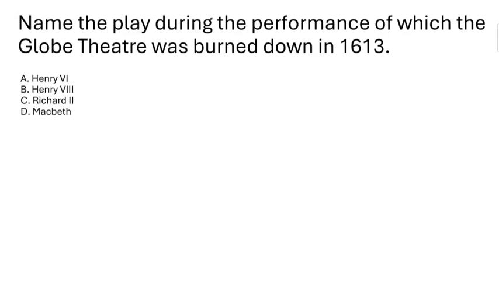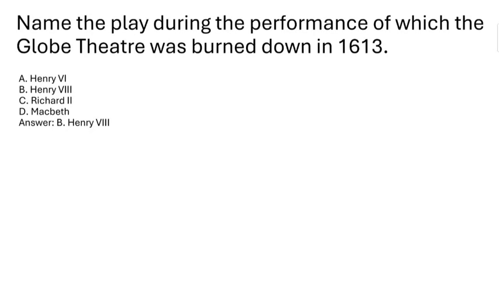Our next question is, name the play during the performance of which the Globe Theatre was burned down in 1613. Options are A. Henry IV, B. Henry VIII, C. Richard II, D. Macbeth. Pause the video and try to tell the answer. And the correct answer is option B, Henry VIII. The Globe Theatre caught fire in 1613 during a performance of Shakespeare's Henry VIII, caused by a cannon shot. The theatre was rebuilt the following year, showcasing the resilience of Shakespeare's company.